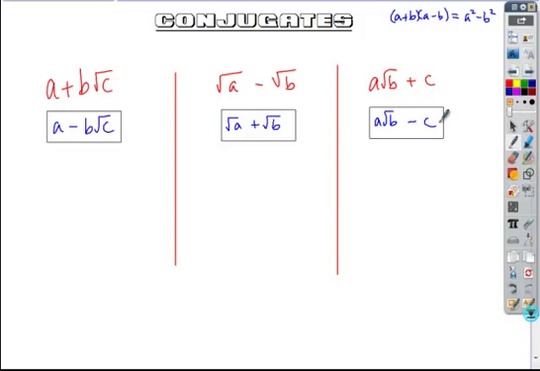Again, it's just allowing you to get the sum and difference of terms so that the outer and inner products cancel out. Okay? And so we'll come back and use conjugates in a second.